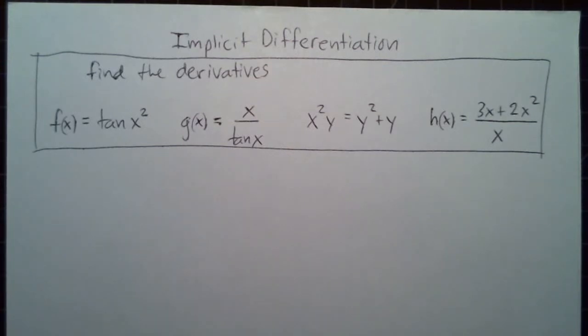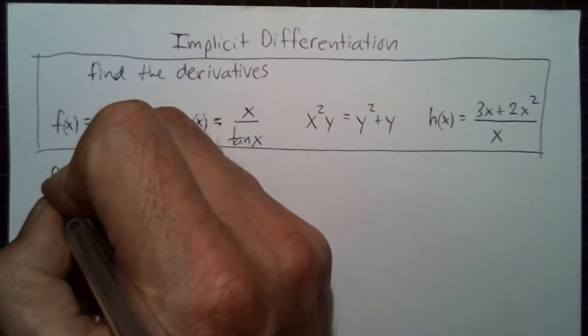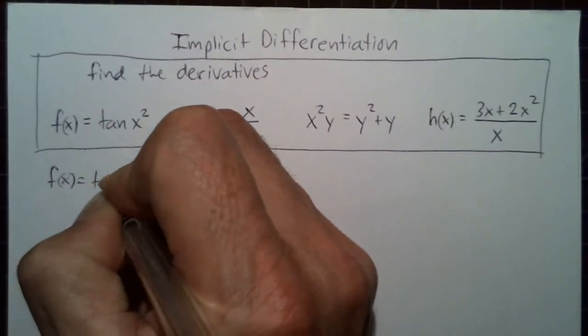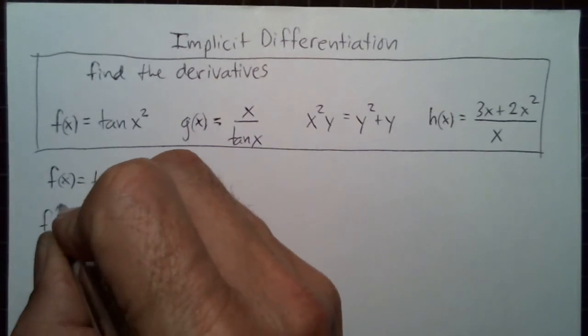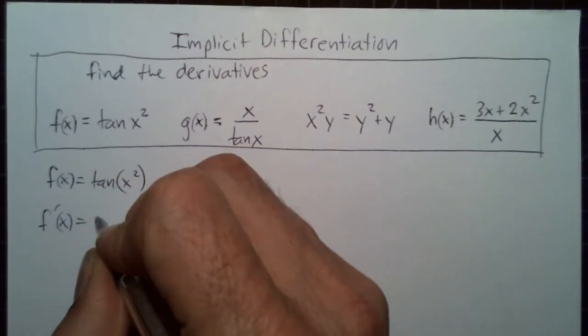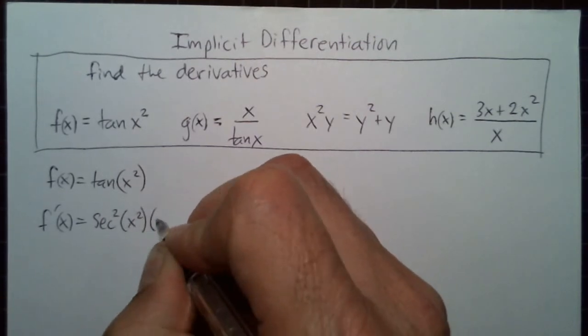All right, our last lesson on differentiation for now, and this is called implicit differentiation. So pause the video and try finding the derivative of each of these four things. When we find the derivative of this, we have to recognize that it's composite and we need to use the chain rule. So the derivative of the outside, leaving the inside the same, times the derivative of the inside.